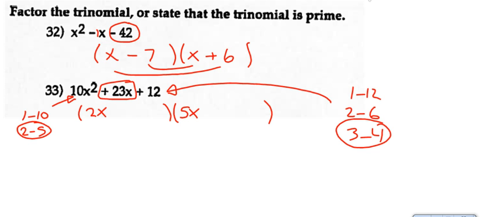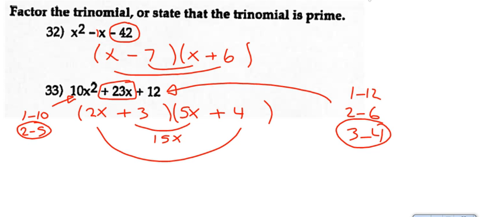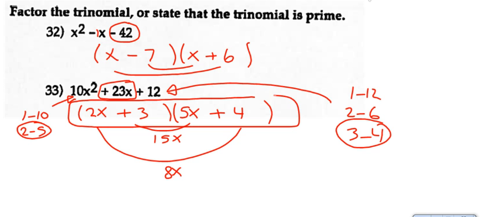So since we're at a plus here, I'm going to go with a plus 3 and a plus 4, and we're going to check and see what we get. So that's going to give us 15x, and that's going to give me 8x, and they added 23x. So I guess I was lucky, but I did have a system, and there's the factorization.